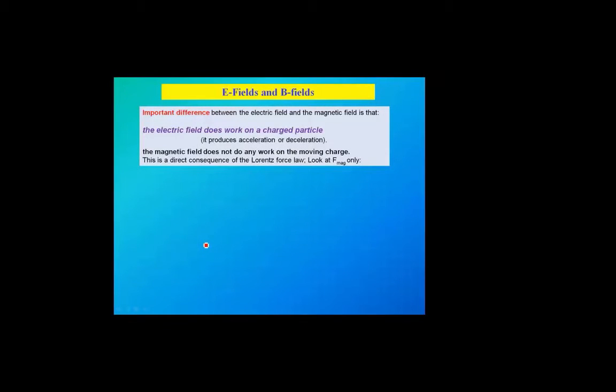We have to realize that an important difference between the electric field and the magnetic field has to do with the fact that the electric field does work on a charged particle. It can accelerate or decelerate it, and that means it's going to be changing the kinetic energy, and therefore work has to be done. The magnetic field, on the other hand, does not do any work on the moving charge, and this is a direct consequence of the Lorentz Force Law.